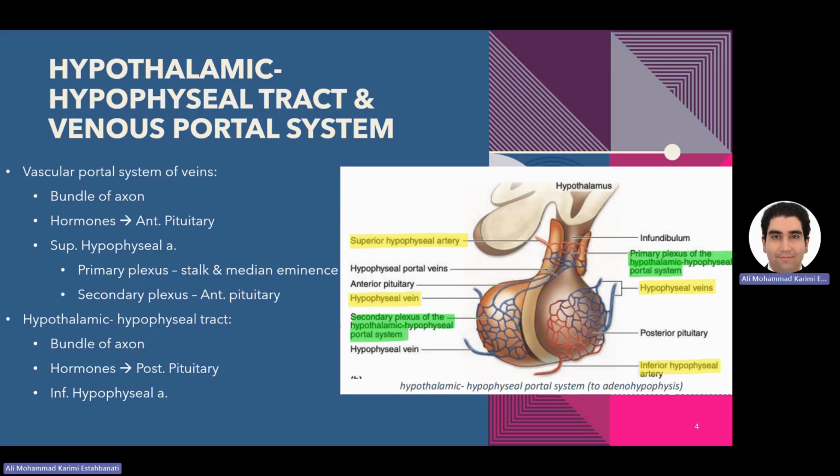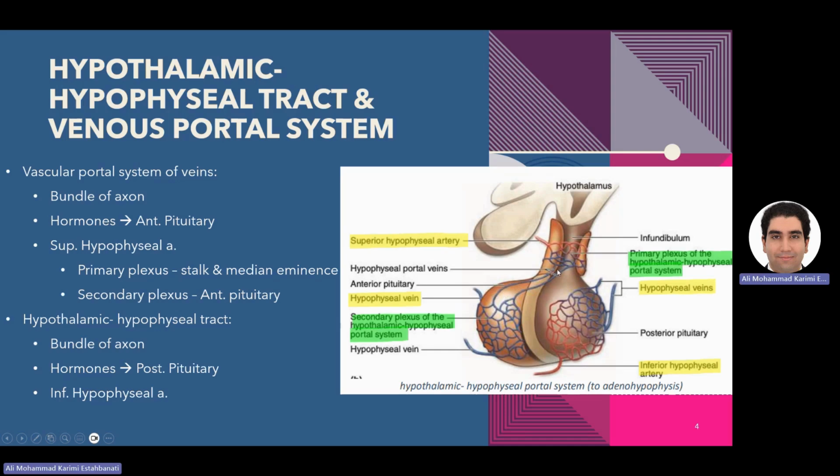The vascular portal system of the veins, or the venous portal system, is usually related to the hormones for the anterior pituitary. And basically, they're a bundle of axons which are carrying the hormones from the hypothalamus all the way to the anterior pituitary. And if we are talking about its arterial supply, the main arterial supply is going to be the superior hypophyseal artery, starting from the infundibular area and then giving branches all the way to the primary plexus.